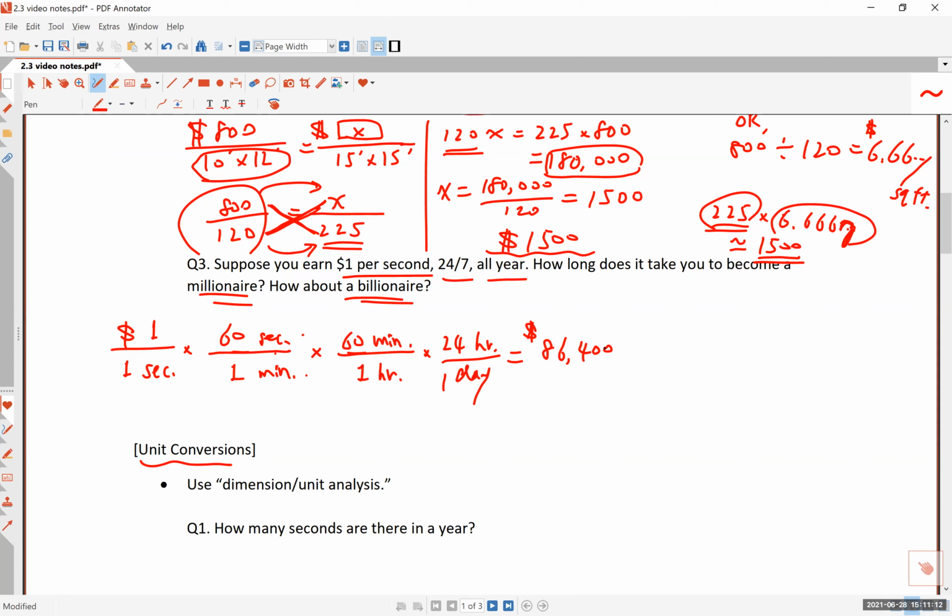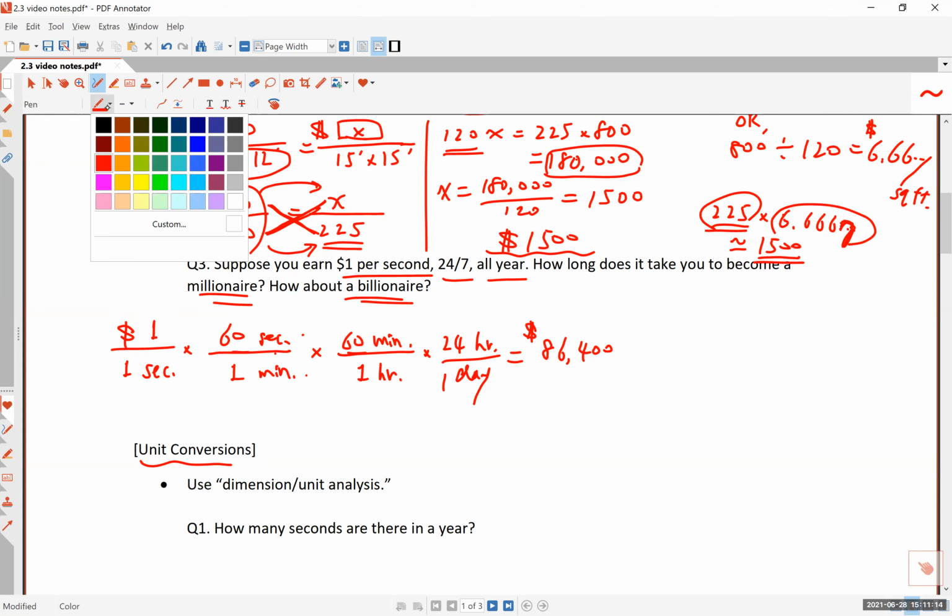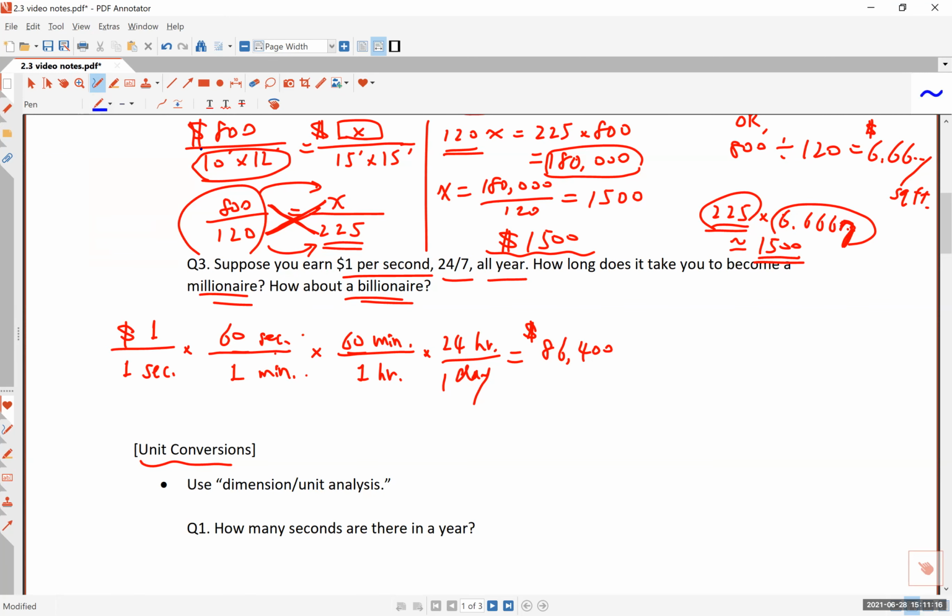$86,400. And notice here, this is called dimensional analysis. Seconds appear here, right? And you know that when the same thing appears on the top and the bottom of a fraction, you divide by 1, they cancel each other. Minute and minute can be canceled, hour and hour. So the only thing that's left is $1 per 1 day. So this means you have $86,400 per day. That is this person's income.